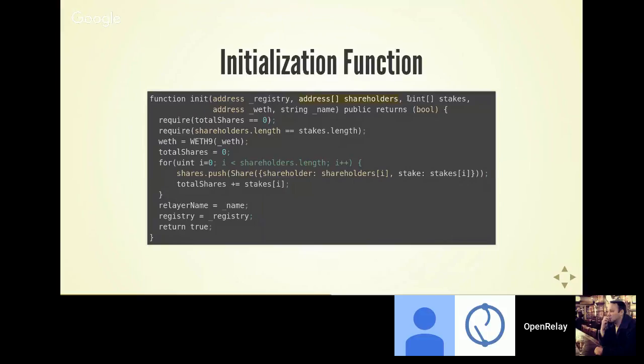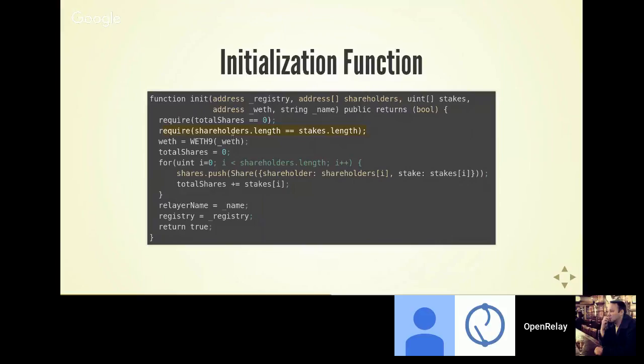So in the diagram I had earlier, we showed one developer as the shareholder, but we could actually have multiple shareholders beyond just the developer and OpenRelay. We can have essentially as many as we want. We also pass in a list of stakes. You'll see down here that the list of shareholders has to be the same length as the list of stakes.